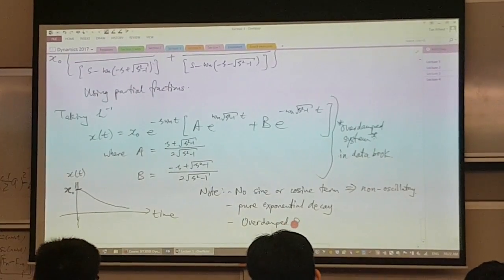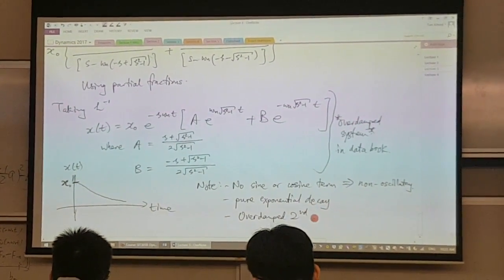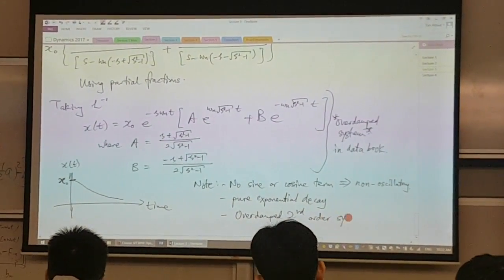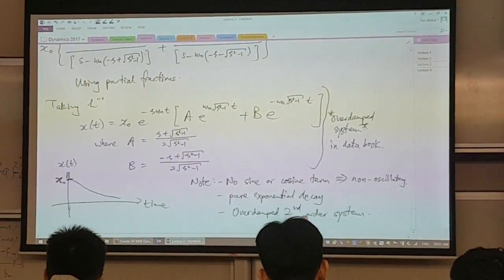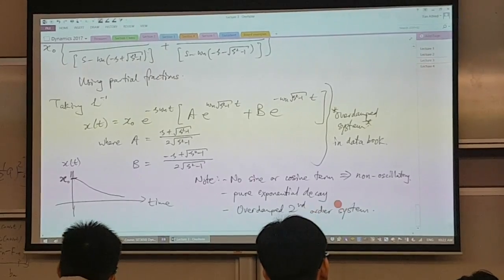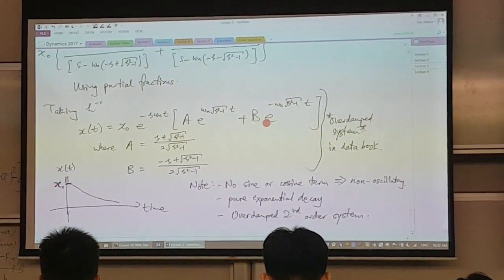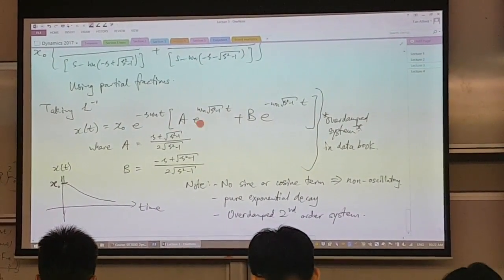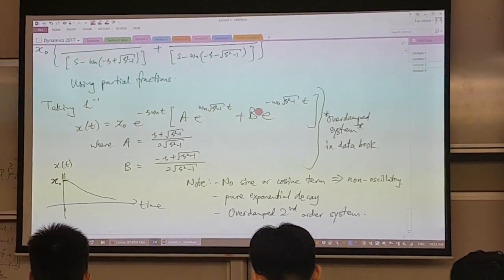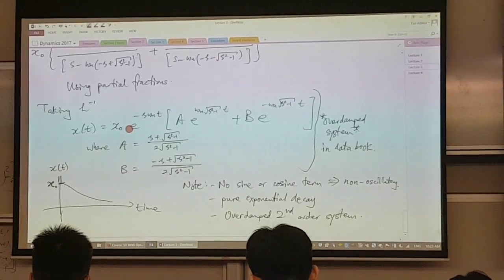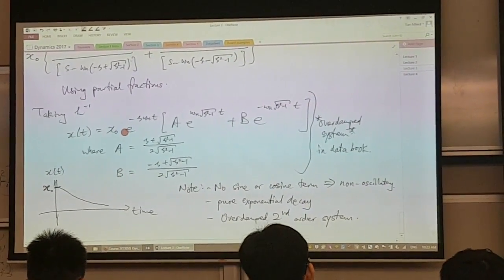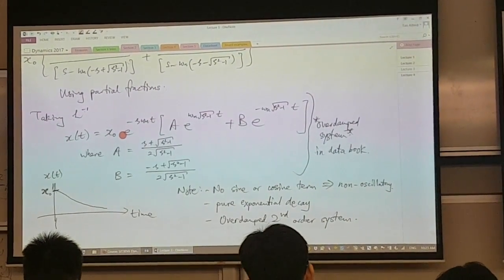There's also the kind of like, just call it the overdamped second order system. So you can see that this expression over here, right, is always this form here, always this form for the overdamped system. For an underdamped system, just now you have seen the equation, always in that form.